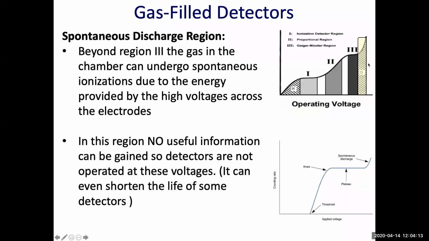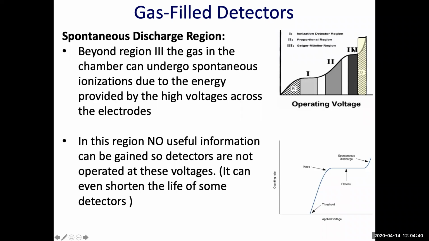The last region after the Geiger-Müller region: the gas in this chamber can undergo spontaneous ionization due to the energy provided by the high voltage across the electrodes. So if we keep increasing the operating voltage to very high, what happens here? In this region, no useful information can be gained, so detectors are not operated at this voltage. It can even shorten the life.